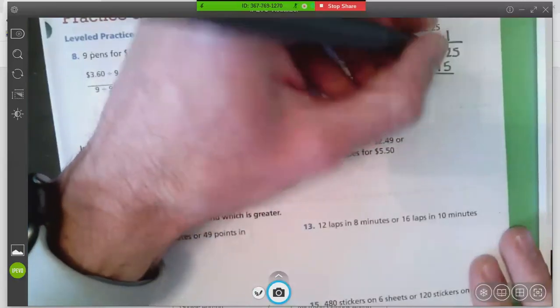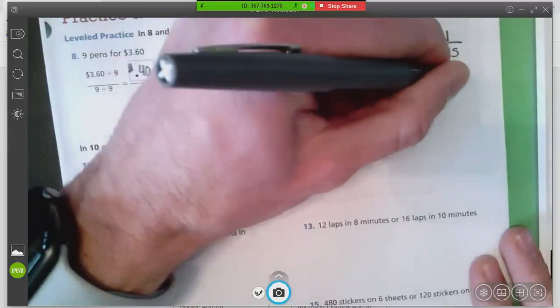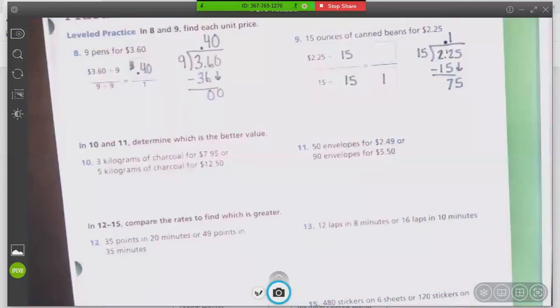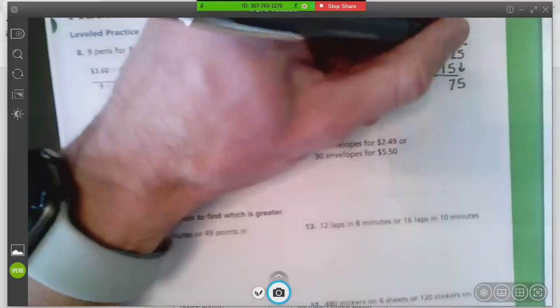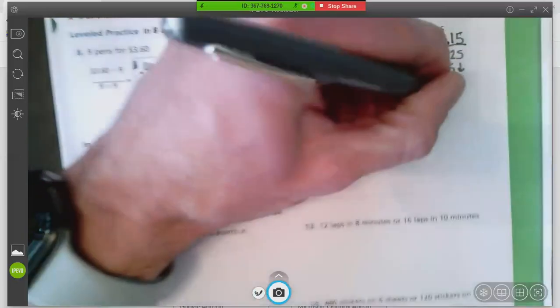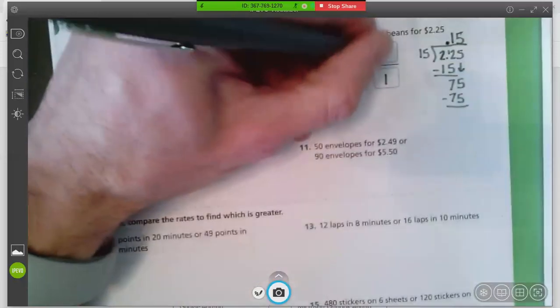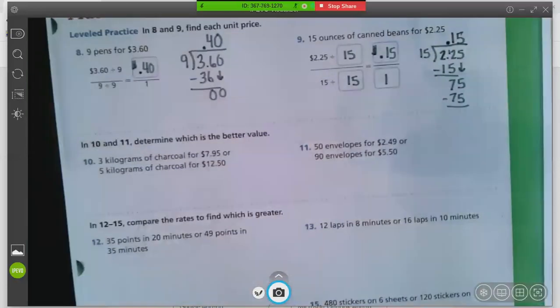And then I go here, that's 7. I'm going to bring this down. How many times does 15 go into 75? Remember to put the decimal point there. 5 times. Good job, Tristan. 5 times 75. Very good. So this is 15 cents. All right, 15 cents. Excellent.